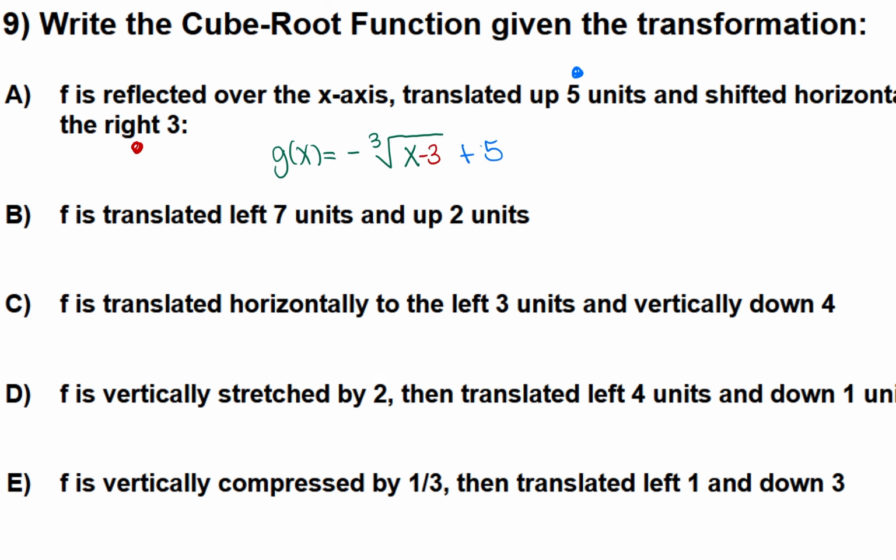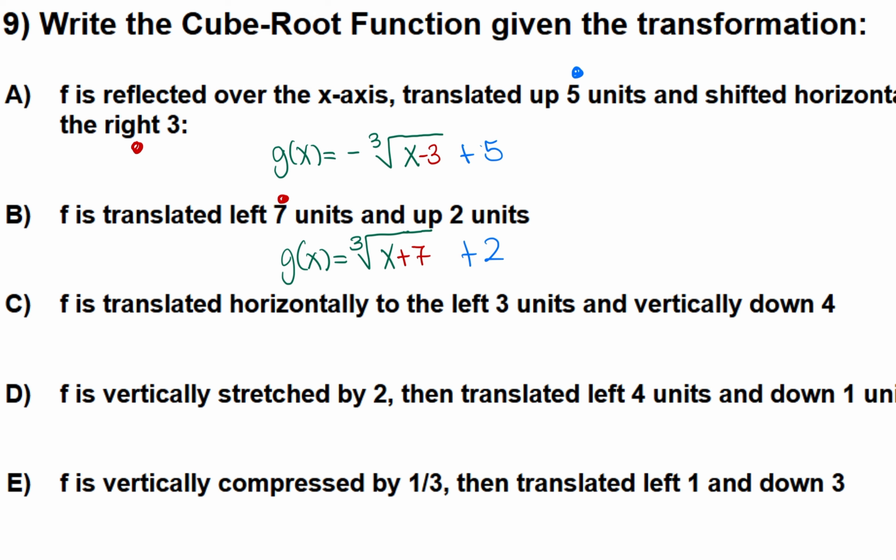For the next one, we have f is translated left 7 units and up 2 units. So I have g of x is equal to the cube root of x. Then we notice that this is what? Translated left 7 units. So hence we have a +7 inside the radical, the cube root, my apologies. And then up 2 units. So hence we have +2 outside the radical.